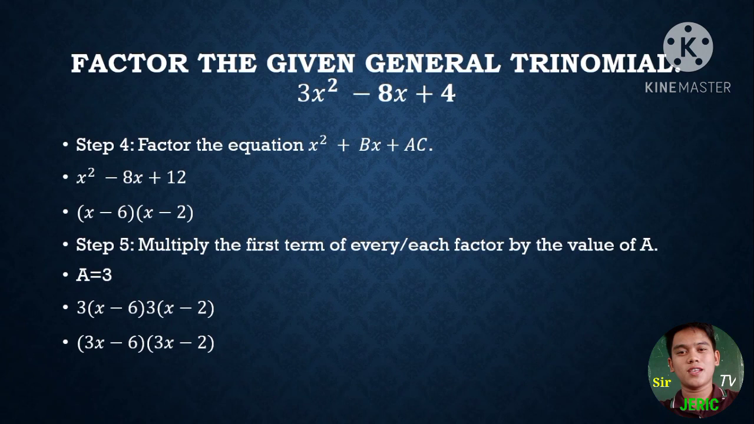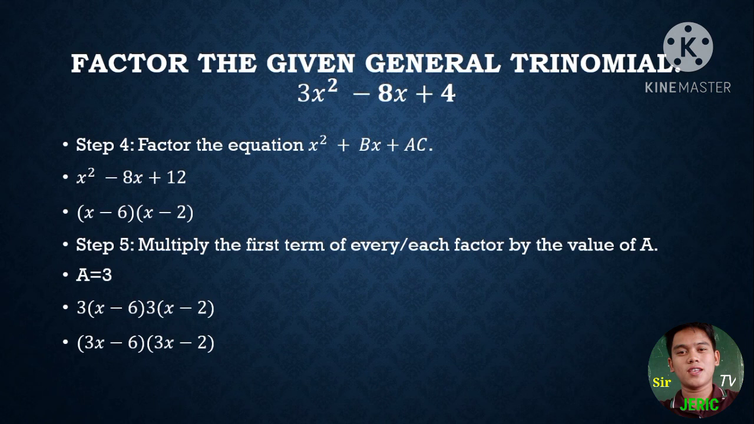So, mayroon tayo ditong negative 6 and negative 2. So, negative 6 times negative 2 is positive 12. And negative 6 plus negative 2 is negative 8. Okay, so that's why we have x minus 6 and then x minus 2.